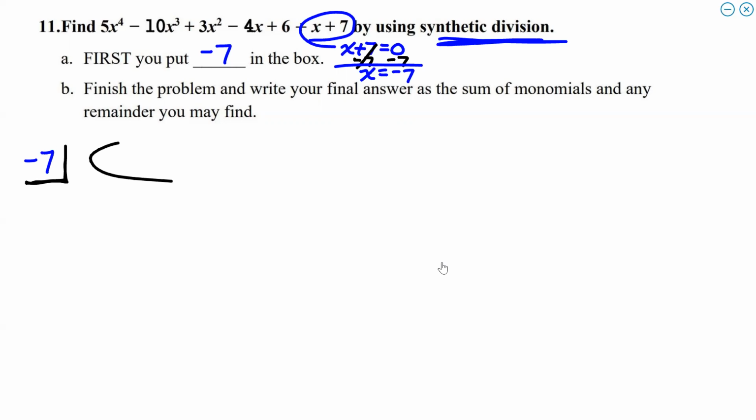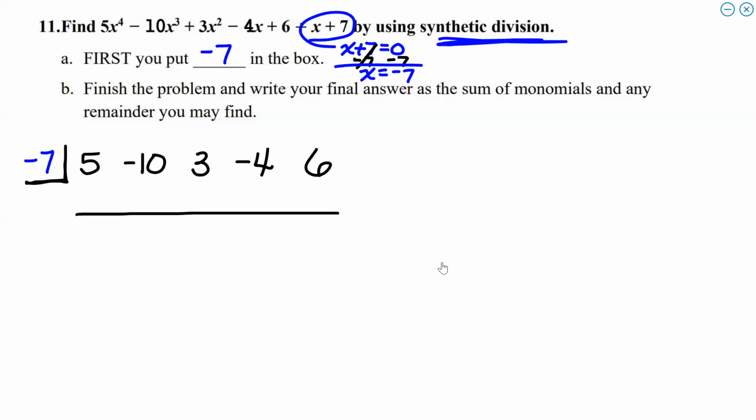And then what numbers do I put here? Yep, we start with 5. That's the coefficient on x to the 4th. And then I go to x to the 3rd. Negative 10, and then x squared. 3. And then x. Negative 4, and then my constant. 6. Draw my equal sign. Give it that little leg. I often like to break him off completely.